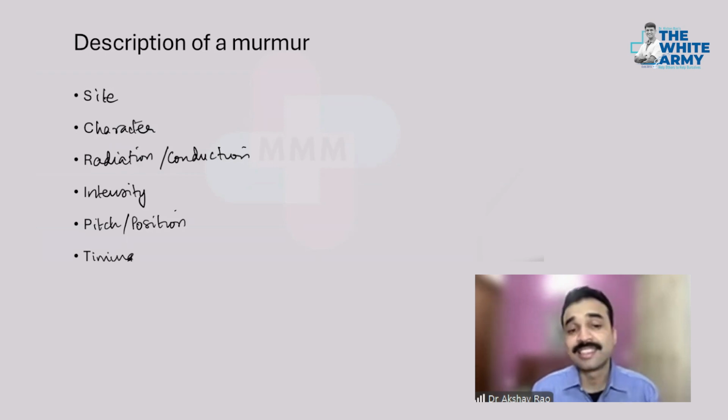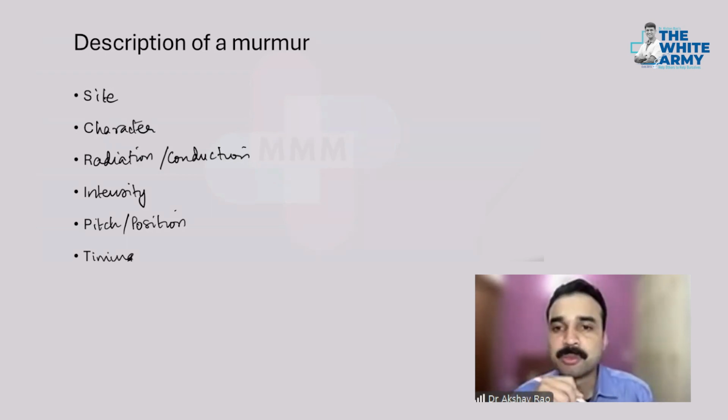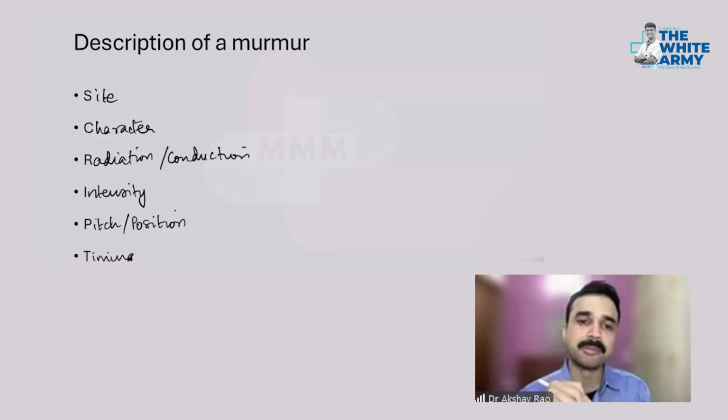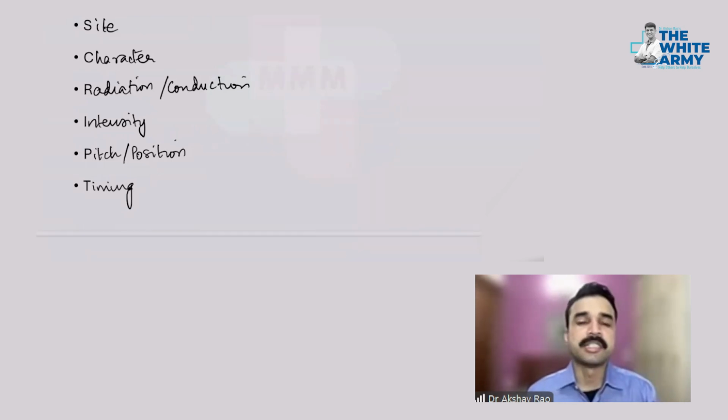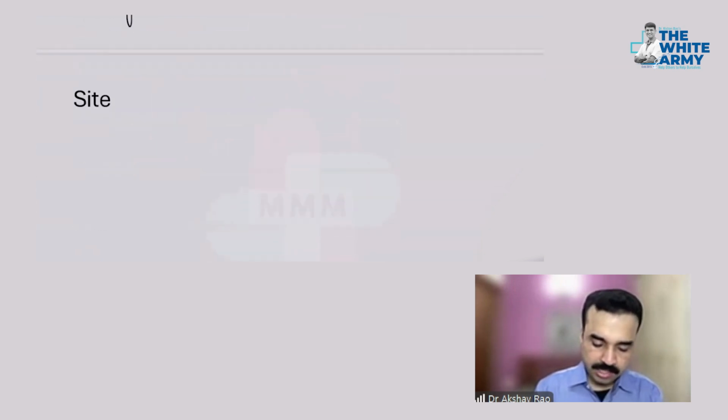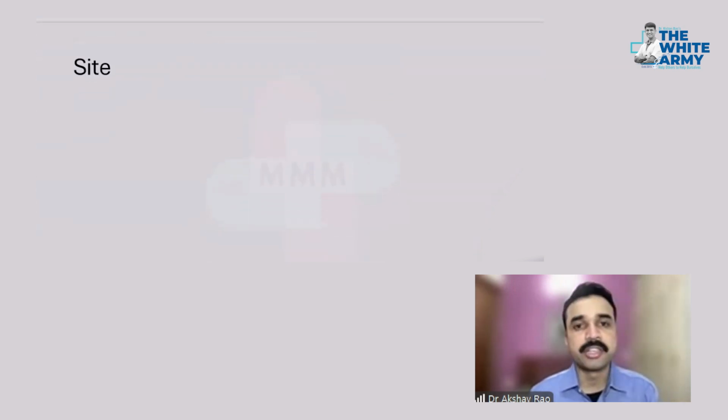Though it is at the end of this mnemonic, it's one of the most important points. That's the timing of the murmur. Most murmurs are actually classified based on timing. So describe any murmur under these six parameters, the subheadings of SCRIPT. Starting with site: where are you hearing the murmur best?